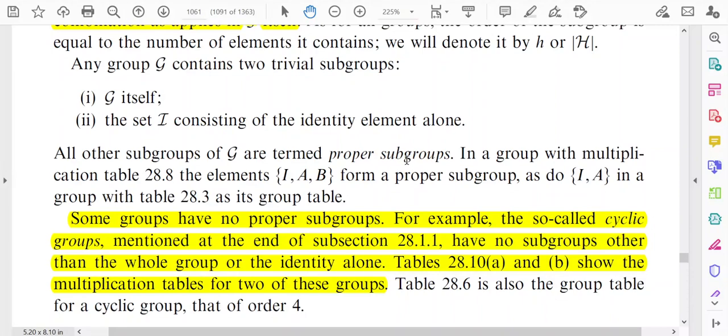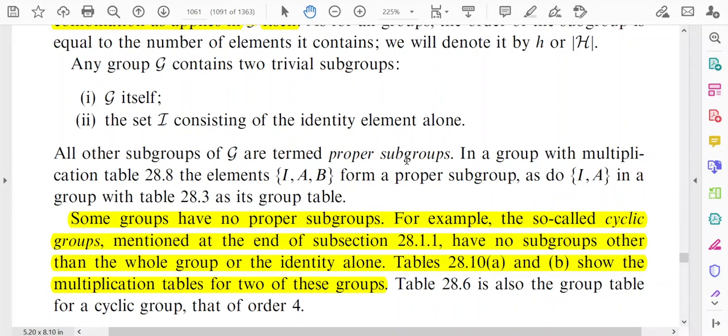But to understand the properties of the subgroup, I request the viewers to go through the lecture on the group multiplication table, because the concept of the group multiplication table is required to understand the concept of the subgroup.